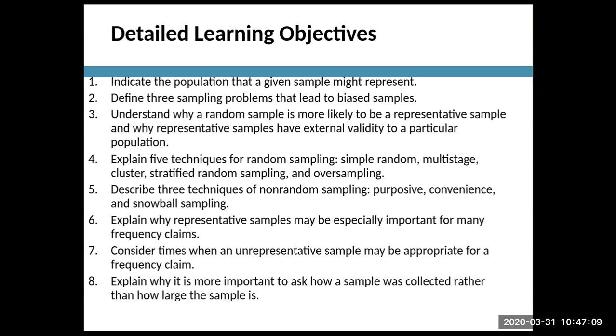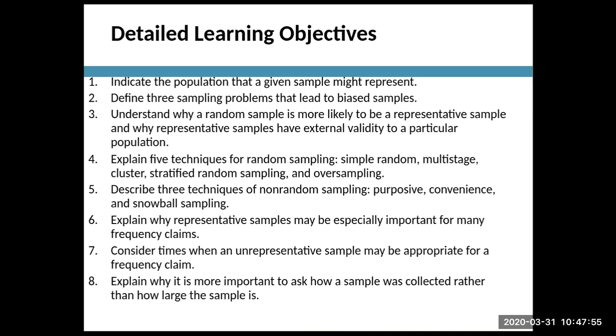So the learning objectives for Chapter 7: we are going to indicate the population that a given sample might represent. We'll talk about what a population is versus a sample. We will define 3 sampling problems that lead to biased samples. Understand why a random sample is more likely to be representative and why representative samples have much better external validity to a particular population, rather than, as we talked about previously in the class, just going over to the auditorium and picking out 300 people because it's convenient. Those sometimes are called non-random or biased samples.